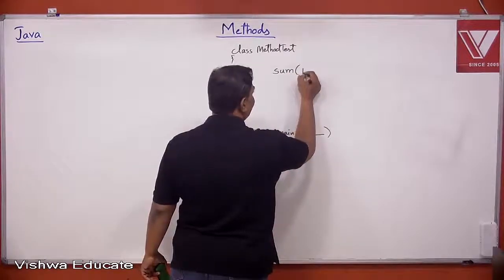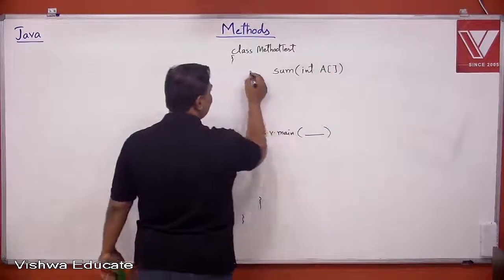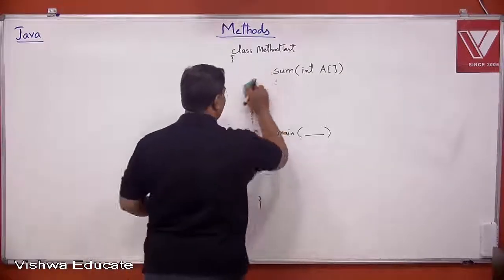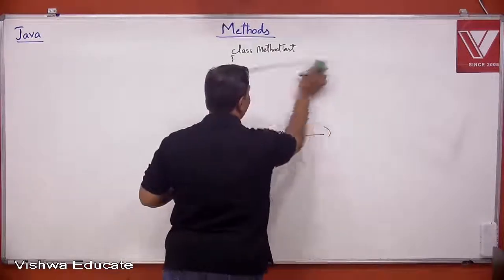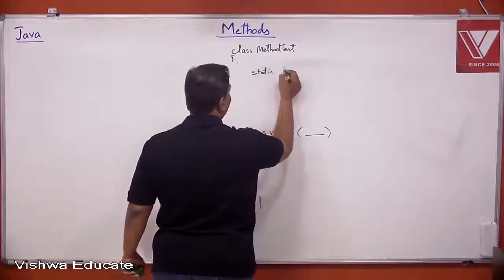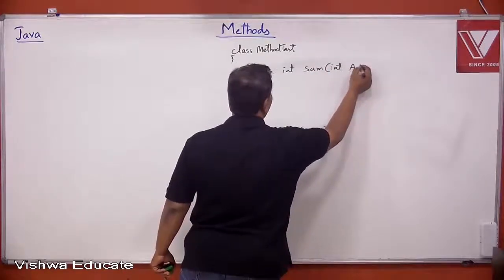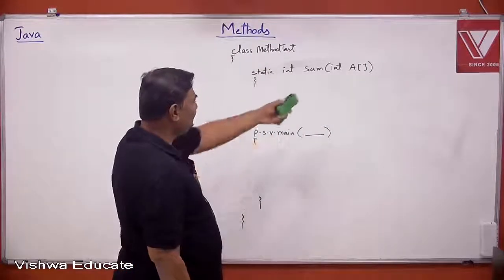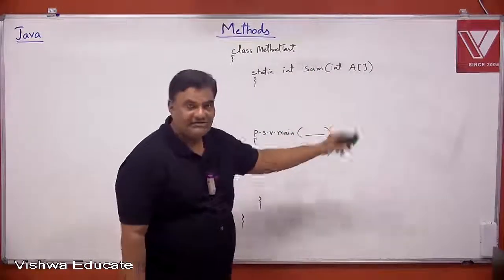It will take an integer type array, then return sum, that is an integer. Static, oh, once again I forgot writing static. Static int sum(int a[]). It will take an array. So how are arrays passed to a method? This is a formal parameter, just a reference of type array.